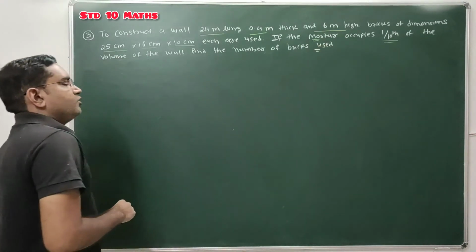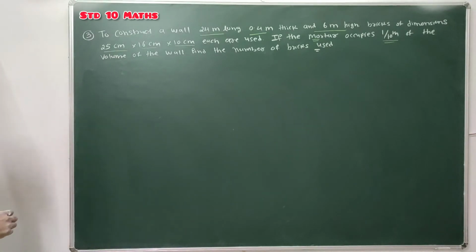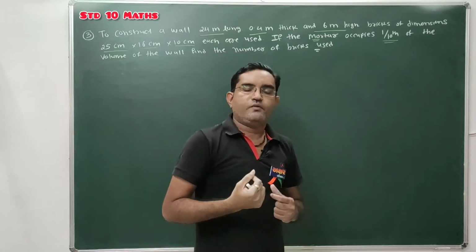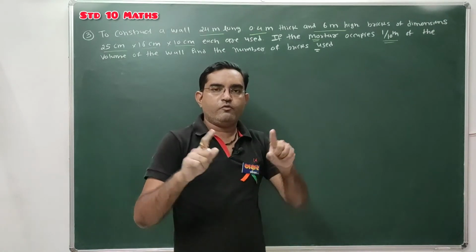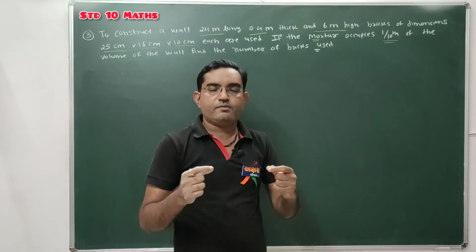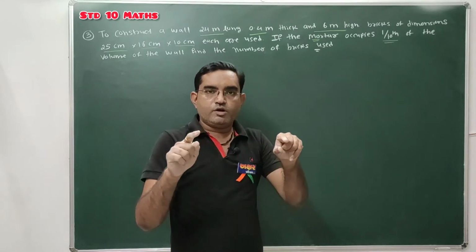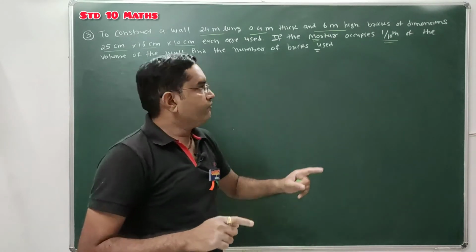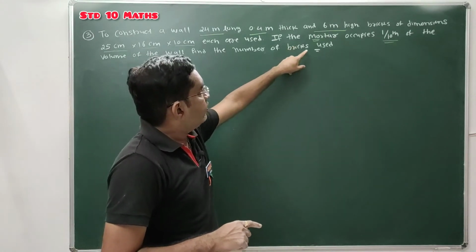Number of bricks which are used to construct the wall. So how can we solve this question? For the solution of this question, first we will find the volume of the wall. That wall is constructed using bricks as well as mortar. Out of the total volume of wall, we will subtract the volume of mortar.